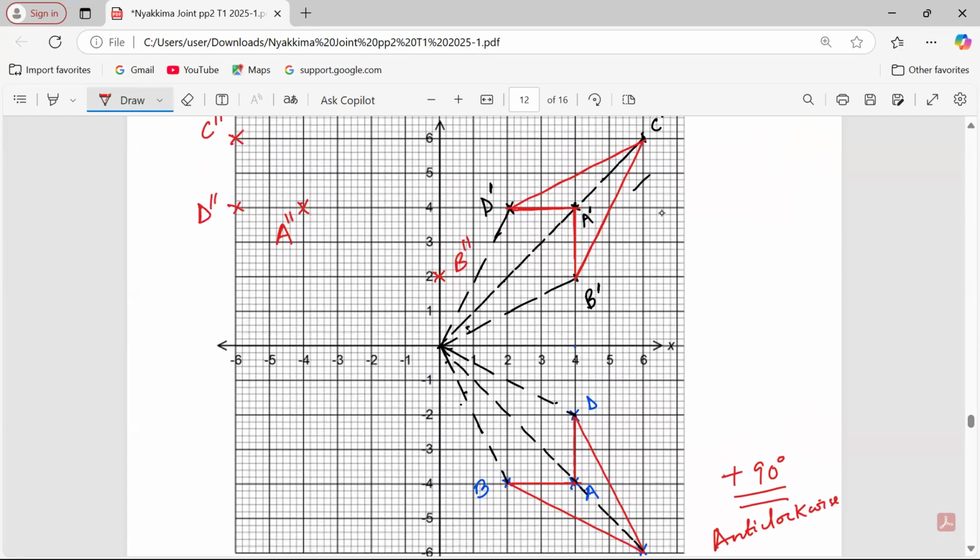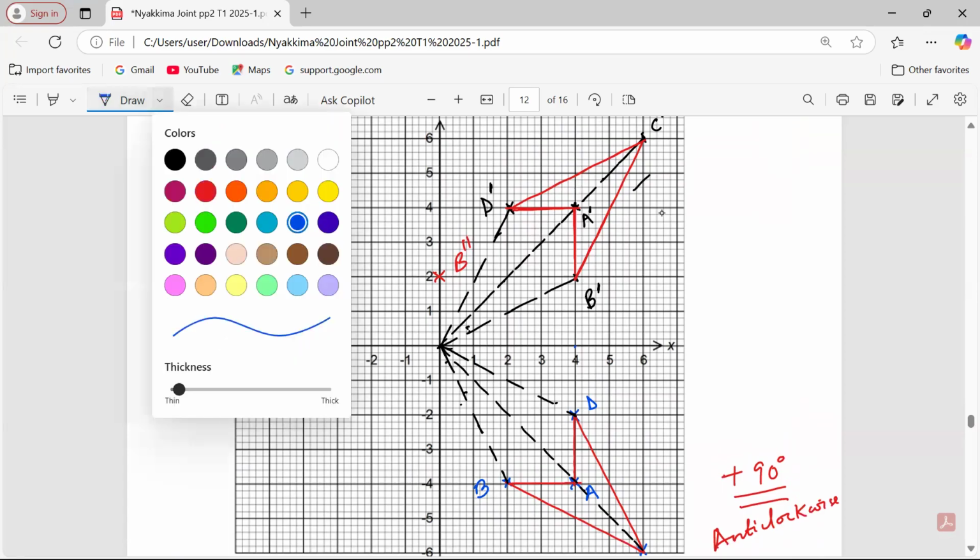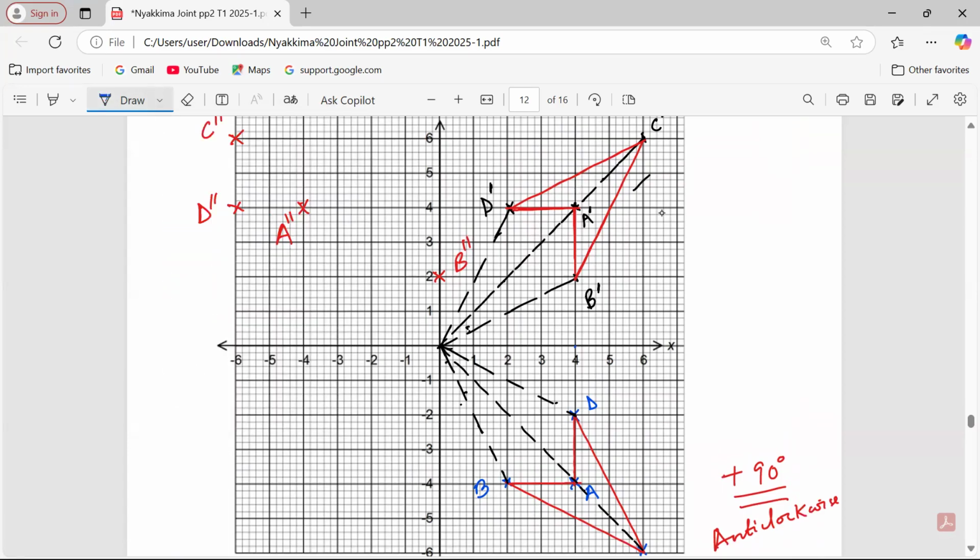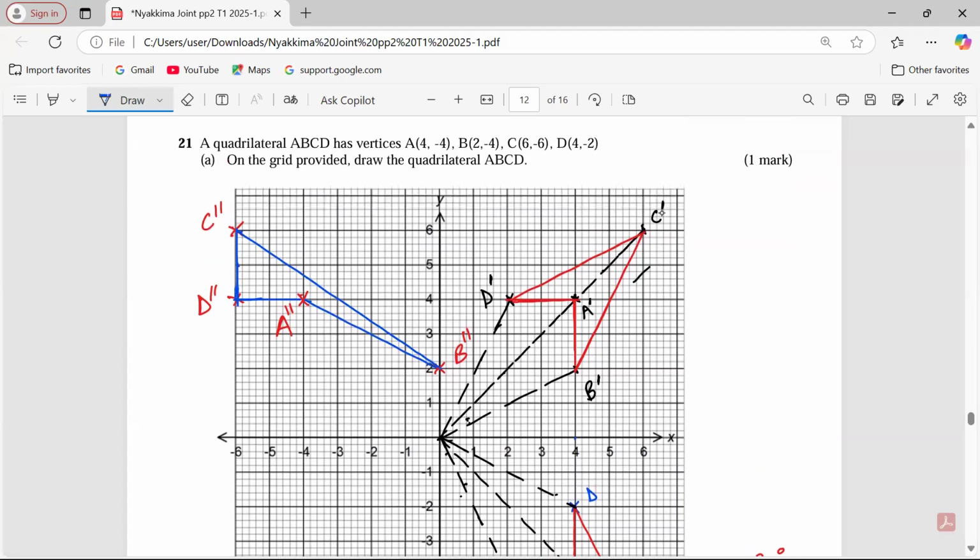So with this now, we can connect until we come up with the last image now. So A to B, then B to C, then C to D, and back to A. So this is now the last image.